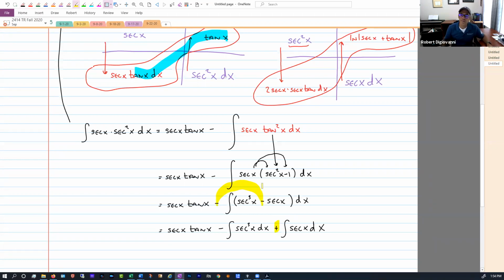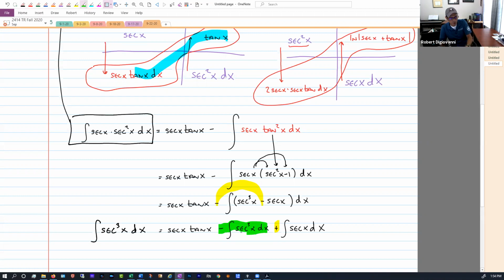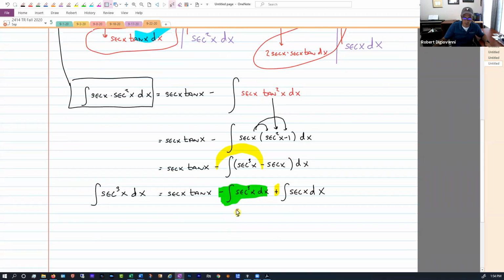Everyone follow that? It's just algebraically, I'm just splitting it up into 2 integrals now. Now remember, that's equal to the left-hand side. The left-hand side is this, which is really the integral of secant cubed. That was the original problem, right? And so hopefully you see that the original integral is showing up over here. And it's being subtracted. So I'm going to add that integral to both sides.